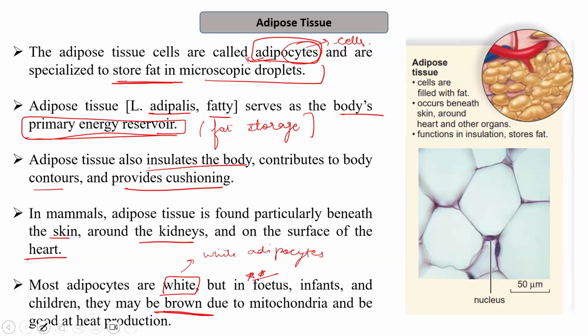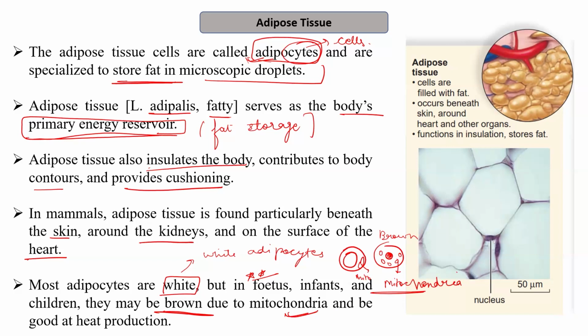But it is very important to remember that in the fetus, in infants, or in children, they may be brown due to the mitochondria and may be good at heat production. So if I compare a white adipocyte and a brown adipocyte, the white adipocyte will mainly consist of fat granules and very few mitochondria. If I talk about the brown adipocyte, it will have very few fat droplets, and it will mainly have mitochondria. And since mitochondria are the powerhouse of the cell, they help in providing energy to the cell and thus help in heat production.